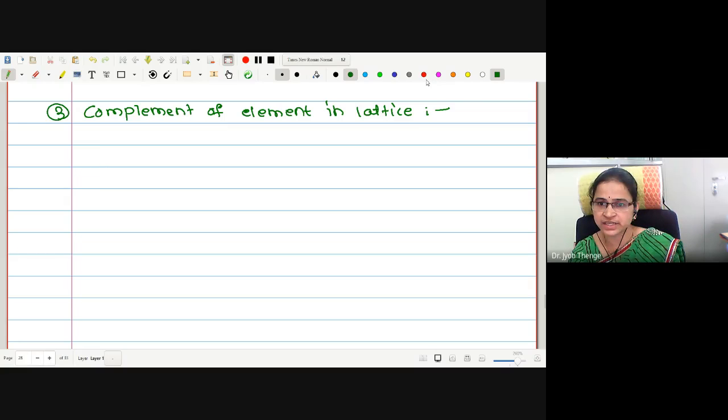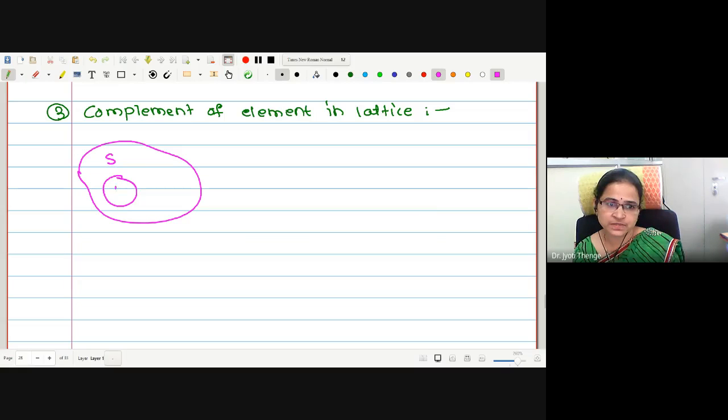Suppose this S is the universal set and A is a subset. Then what about A complement? A complement we are defining as S minus A. Then B is said to be a complement of A if A union B is S and A intersection B is phi.